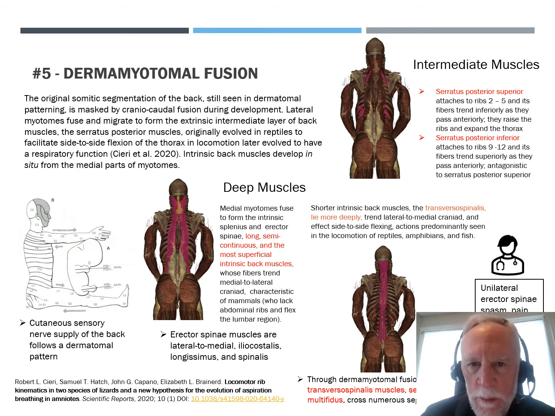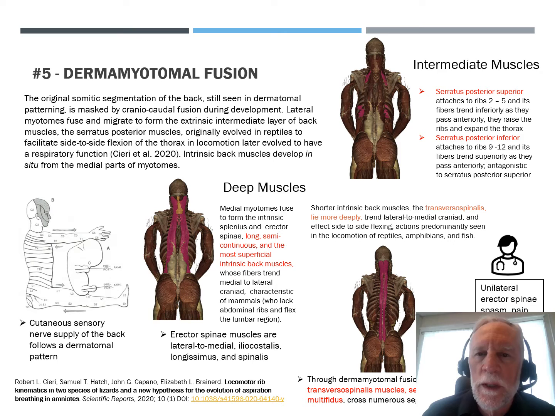Although the sensory dermatomes retain the primitive pattern of segmentation of the somites, seen here on the left, there is significant myotomal fusion to form lengthened muscles in the intermediate and deep layers of muscles of the back. The serratus posterior muscles comprise the extrinsic intermediate layer and are largely vestigial back muscles inherited from thorax-breathing reptiles.